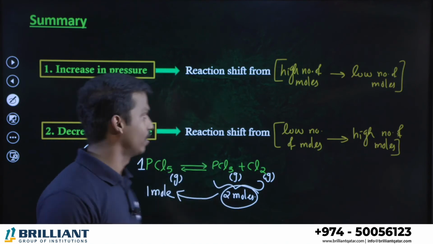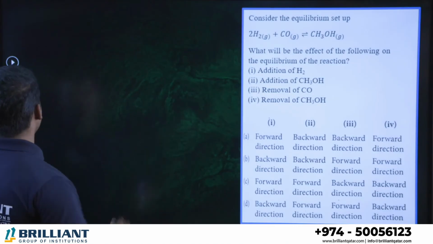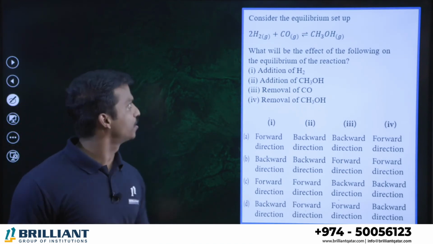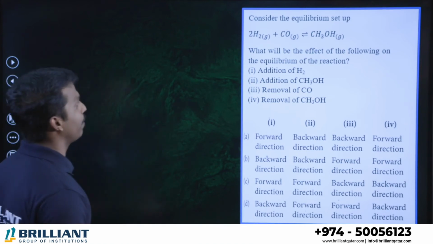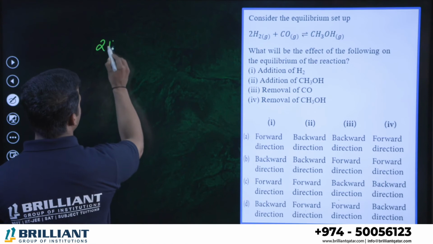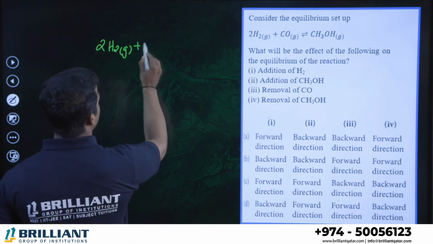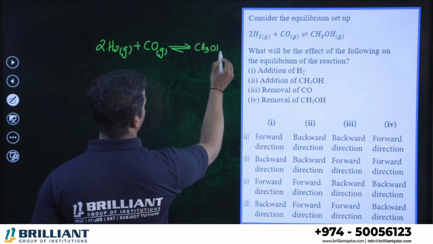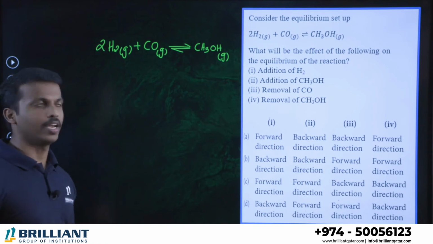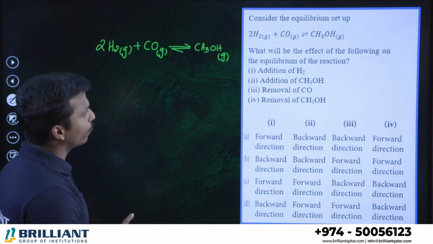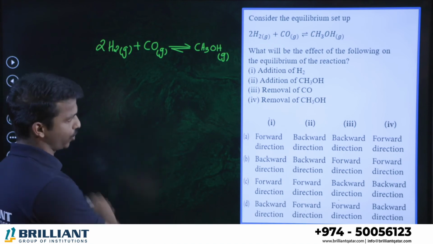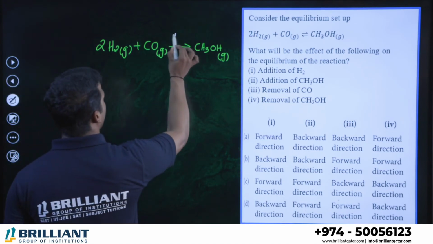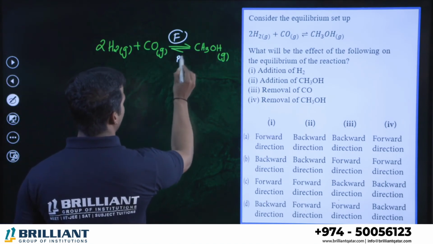Let's see some of the questions. Let's go for the first question, all of you. Read carefully. Let's make the concept clear through these questions. Consider the equilibrium setup. Let me just write the reaction once again. 2H2, it's a gas, plus carbon monoxide, it's a gas, giving you CH3OH, that's called methanol. It's also a gas. Question: what will be the effect of the following on equilibrium of the reaction? You're going to make 4 changes. Which is forward, which is backward here? This is called forward, this is called backward.